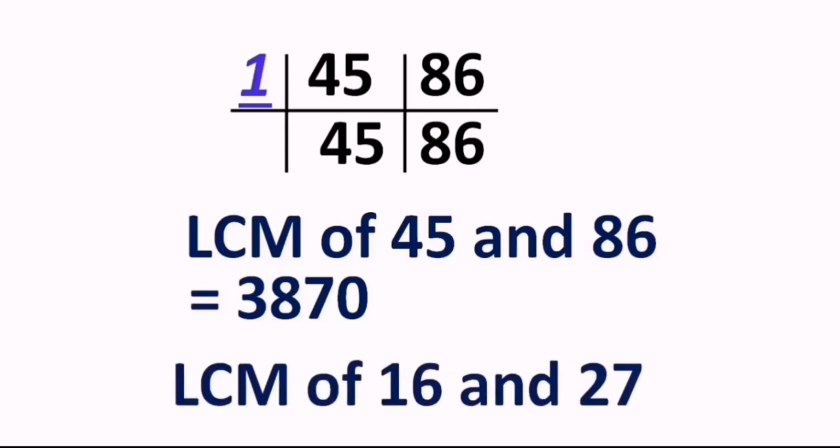Okay, so try this sum also, 16 and 27. Again, these two are co-prime numbers, and there is no need to go ahead and find the LCM. You just have to multiply 16 and 27, and there you get the answer.